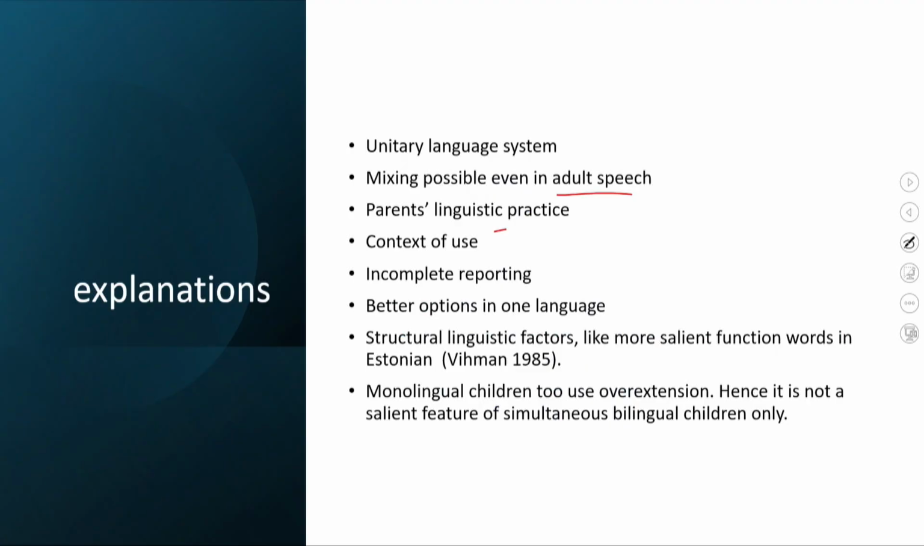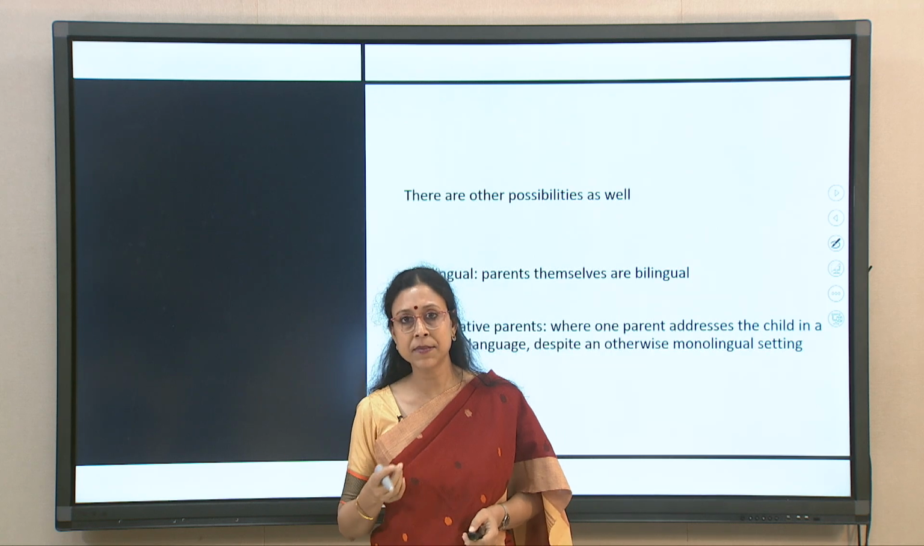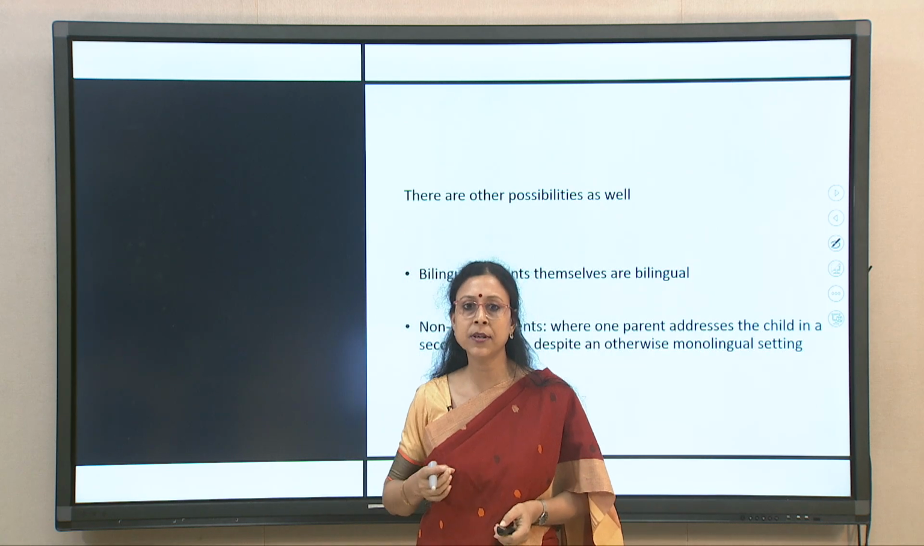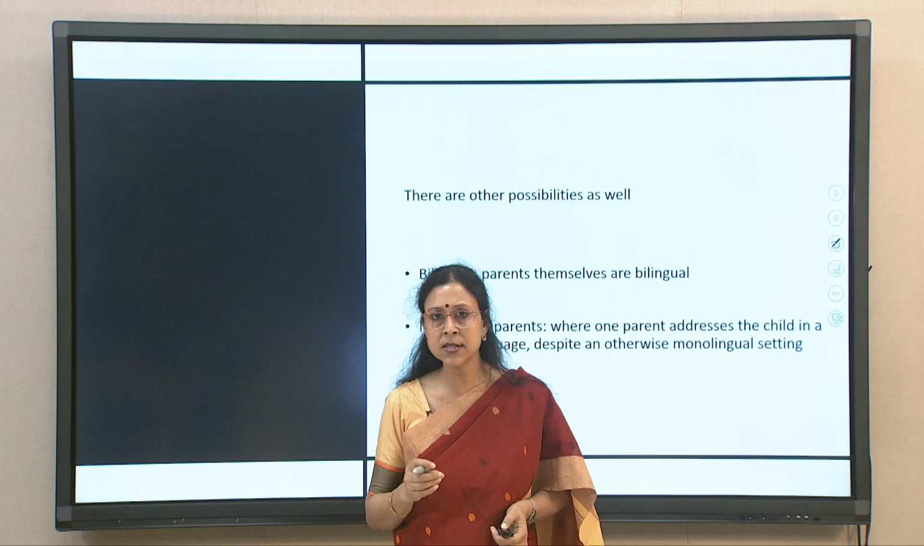Similarly, parents' linguistic practice, context of use, and incomplete reporting is another serious concern put forward by many later researchers, that only those utterances which fit the theory were reported and not the other ones, and so on. Better options in one language, and many other explanations have been put forward. Similarly, when parents themselves are bilingual, they might also be using a mixed language. And we also have non-native parents, where one parent addresses the child in a second language despite an otherwise monolingual setting. So, it is a very nuanced domain.